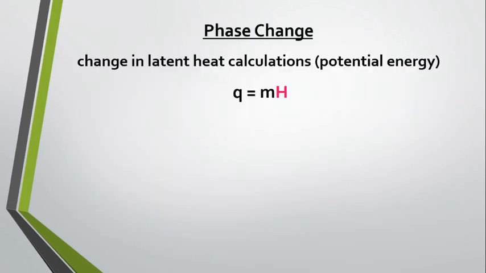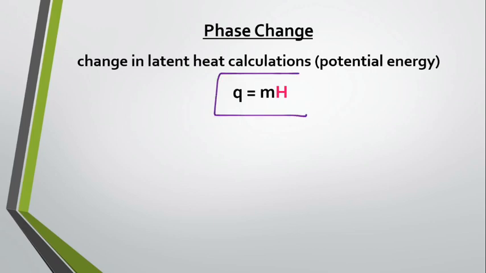So, let's get started. The first equation that we see on page 19 is for phase change calculations. So, if you remember what we talked about with heating curves, phase changes involve changes in latent heat or potential energy. This is that stored energy that we don't see or feel as heat, and that we see as temperature change. So this heat is a really simple heat to calculate.